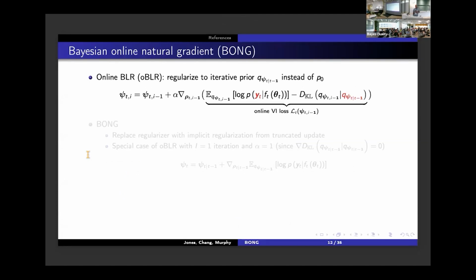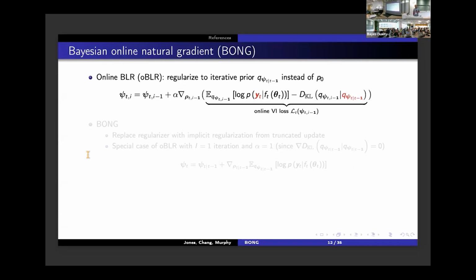The way we derive BONG is starting from an online version of BLR, okay? Which is in fact the version that you present. Well, no, it's not. No, because you did a batch version, but you were going to do the online version.